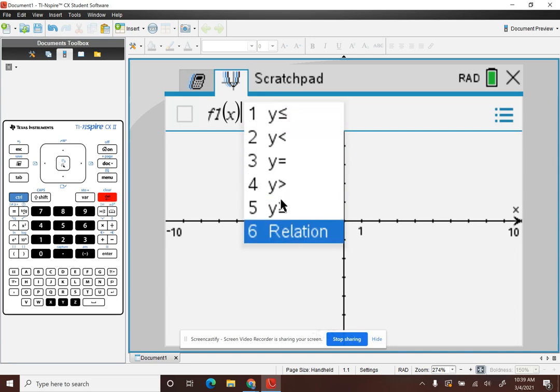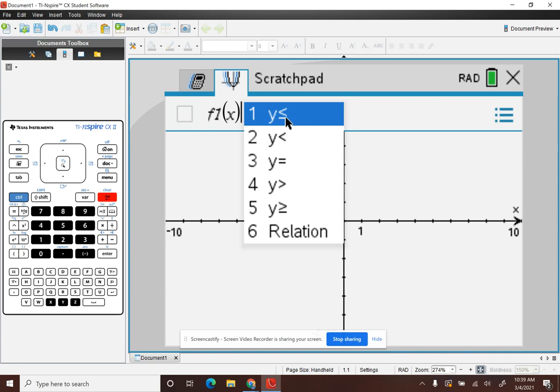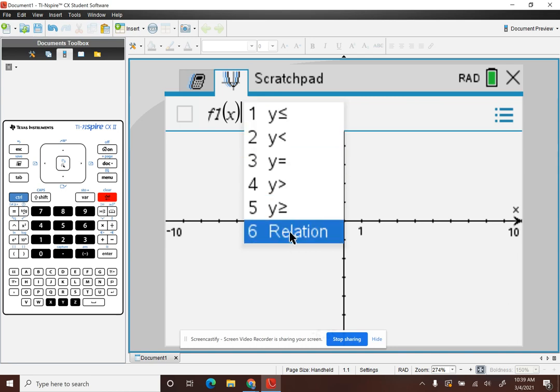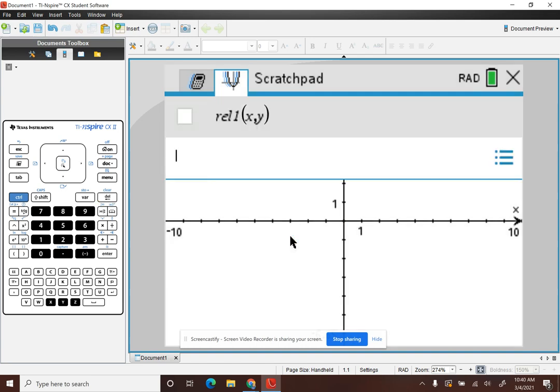And notice that it brings me to this, and it's saying, okay, what do you want in here? Do you want less than or equal to, or greater than or equal to, or equals? What do you want? Well, we're going to go down to relation. And when I go down to relation, I can literally type anything I want. So again, we're asked to find the center of this circle. And we're given this big old huge equation like this.